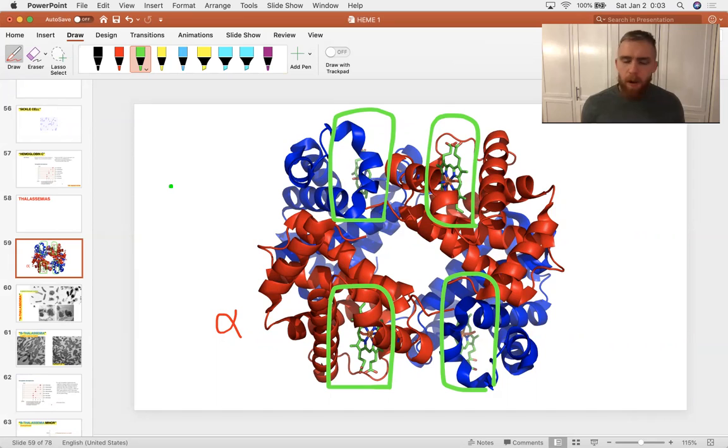And a problem making the alpha subunit is an alpha thalassemia. A problem making the beta subunit is a beta thalassemia. Now, listen to this, because this is important for understanding some of the nuances, the finer details of thalassemias. Whatever chain is unaffected, whatever chain is normal, is going to build up and accumulate inside red blood cells.